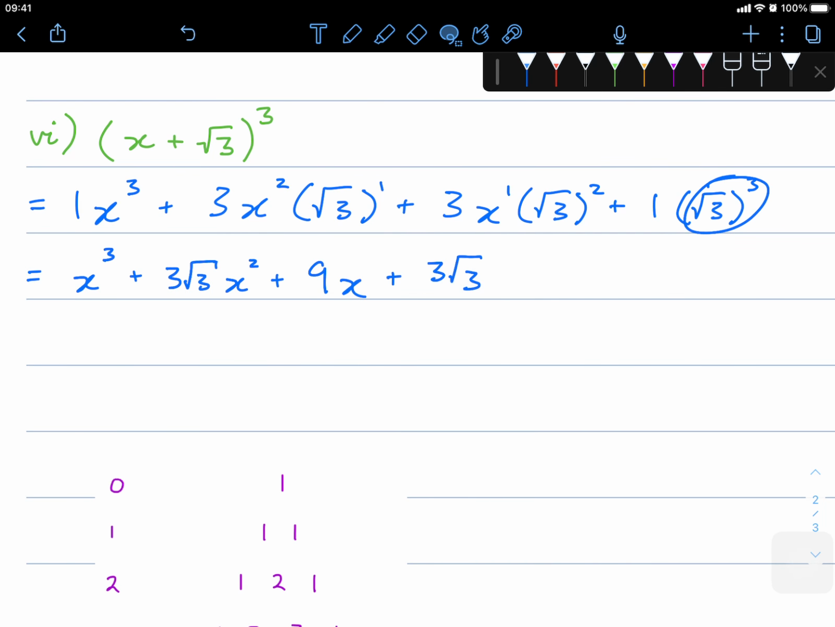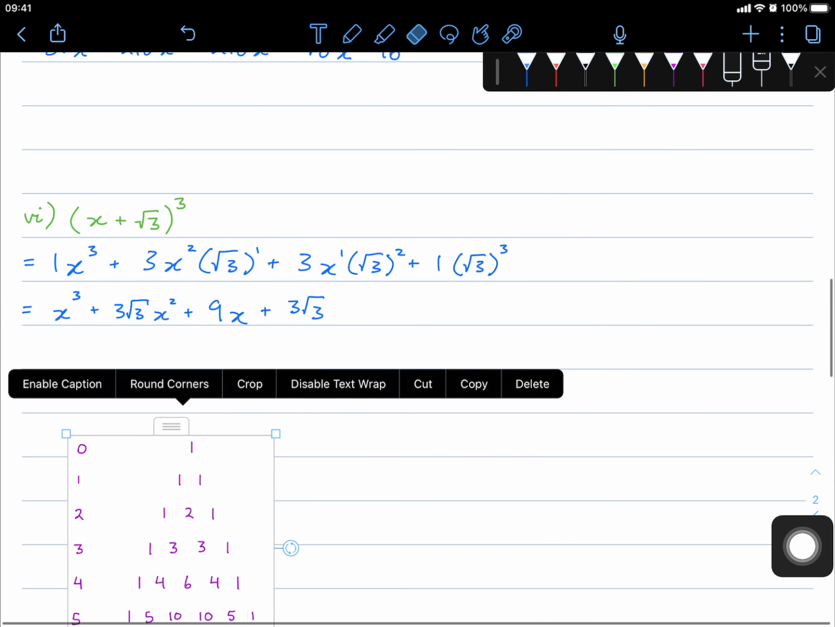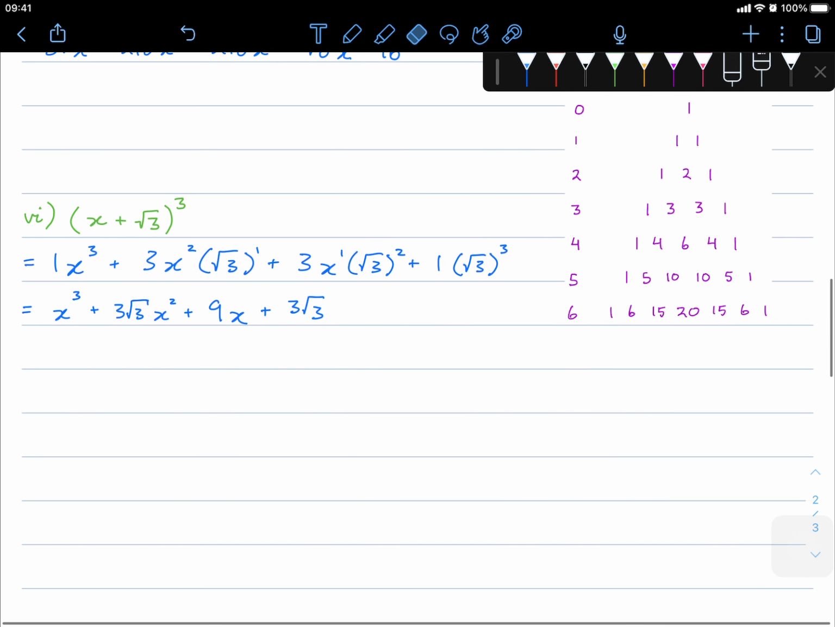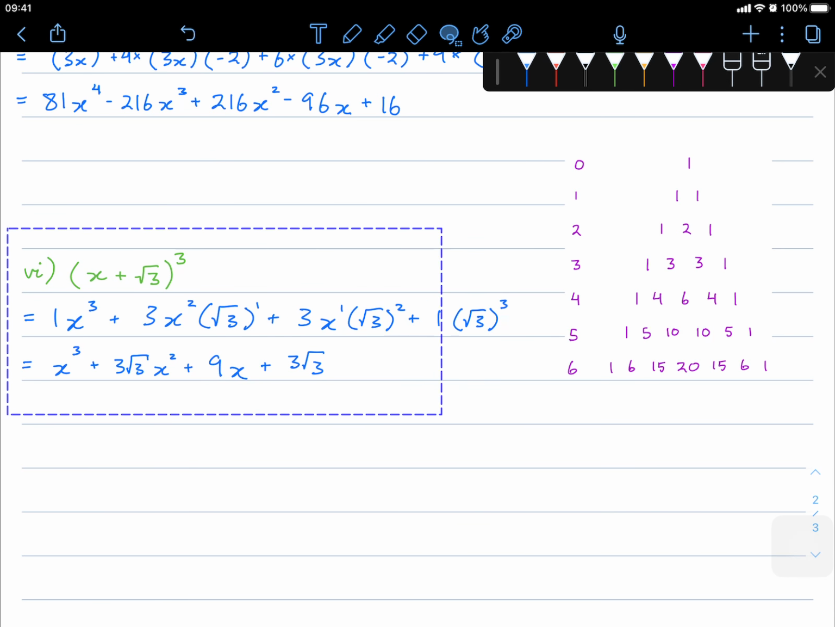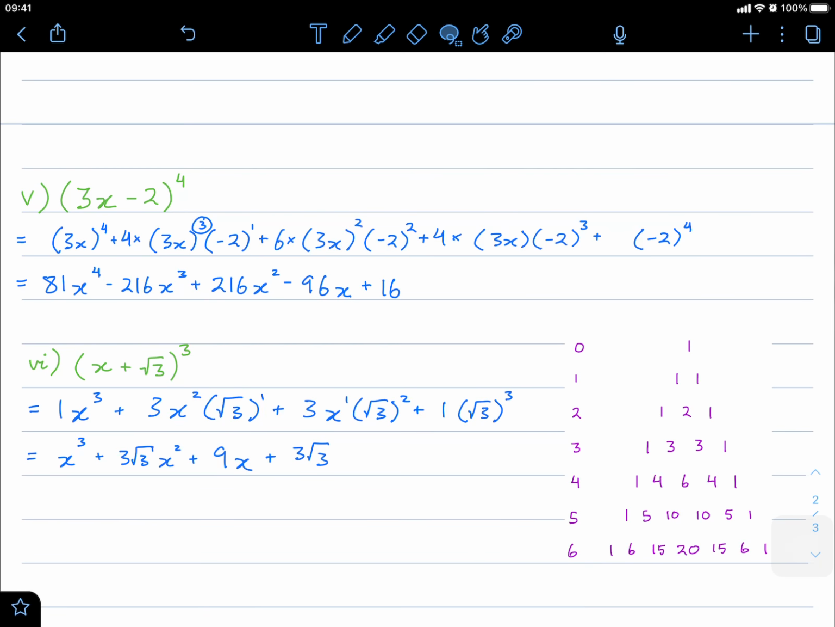That one wasn't so difficult, but overall, I hope you've seen how we can use Pascal's triangle to very quickly expand binomial groups.